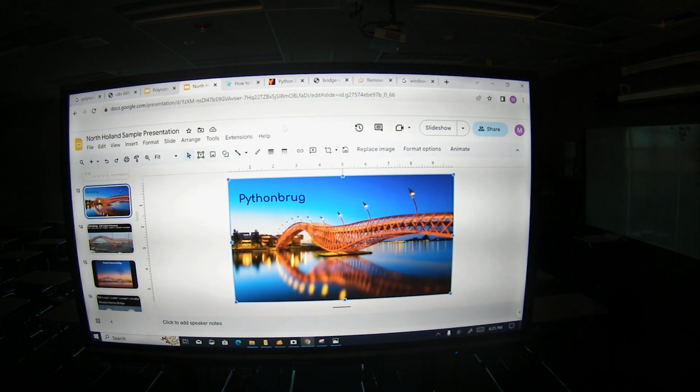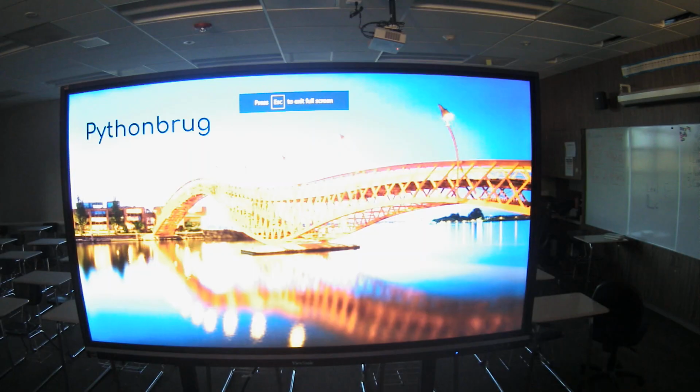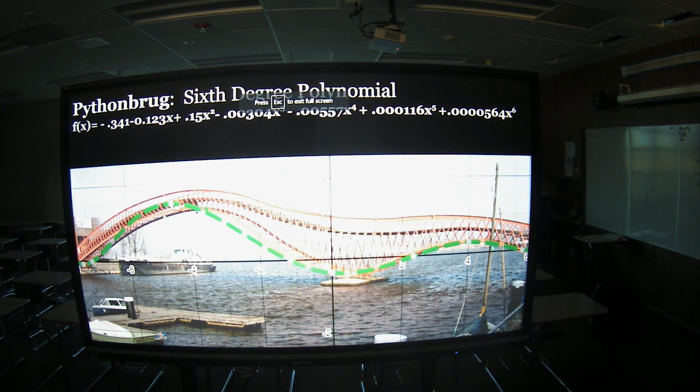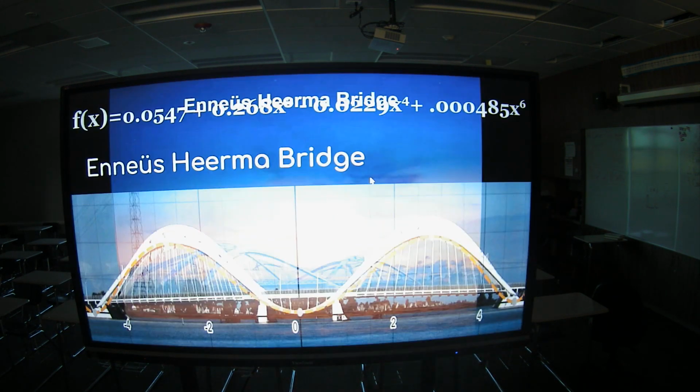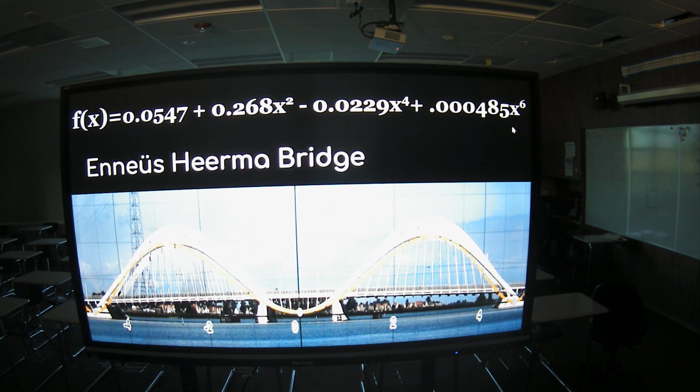So like I said, we brought many ideas here, right? We had the idea of the Python Bruges in Amsterdam where we saw this polynomial that we used that got a pretty close model for the idea. And then we had another bridge that we used, okay? And we see that the more complicated curve that we want to describe, we can basically use a higher degree polynomial to break that one down for us.